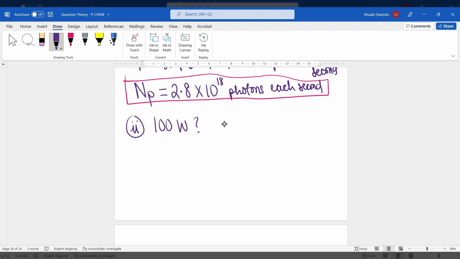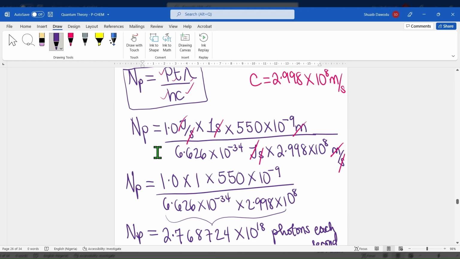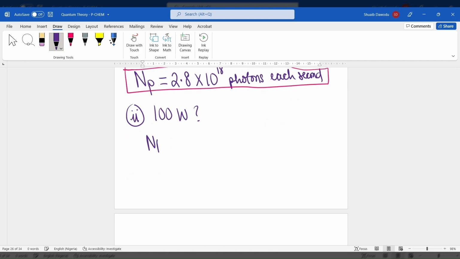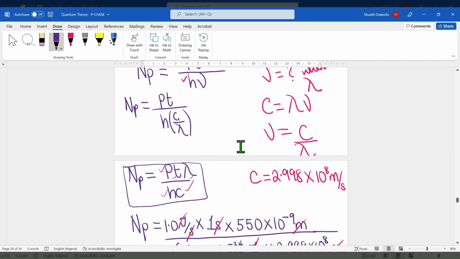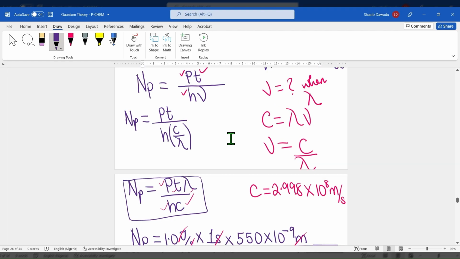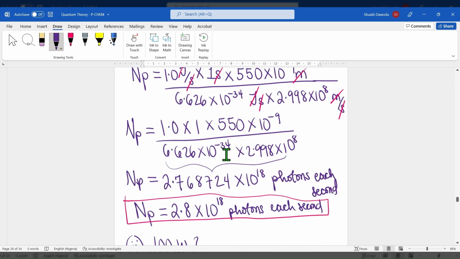Again, let's remember the formula we're going to be using: N_p is equal to P times t times lambda divided by hc. And again, let's not forget the number of photons is equal to the total energy divided by the energy of each individual photon. You substitute the total energy to be P times t, and the energy of each photon as h v, h times the frequency. When you do that, you rearrange the formula to get this formula right here.